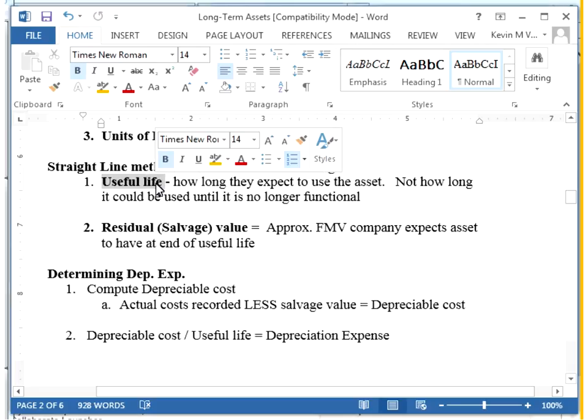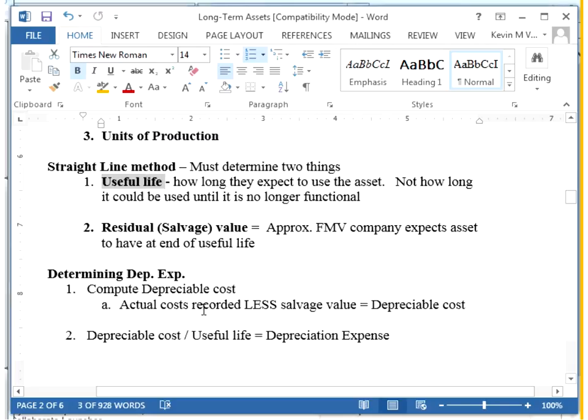So with straight line, we already know the first item that you have to have. We've already talked about that way back in weeks 2 and 3. You have to know the useful life. So management makes an estimate. That's all it is, an estimate of how long they think they will use that asset. It could be used for much longer, but that's not our concern as the company. We want to know how long we are going to use it, and that's going to be our estimate.